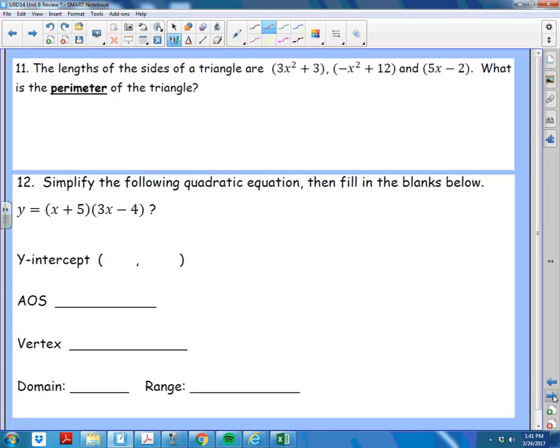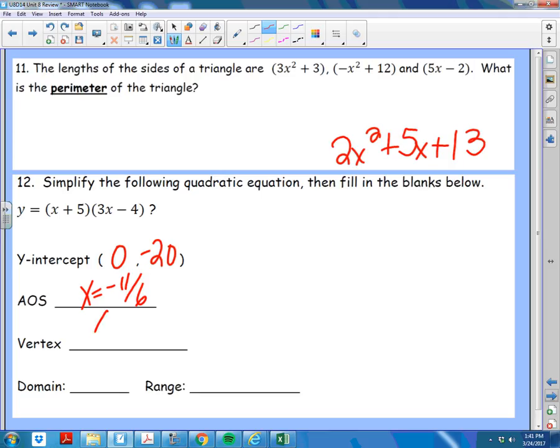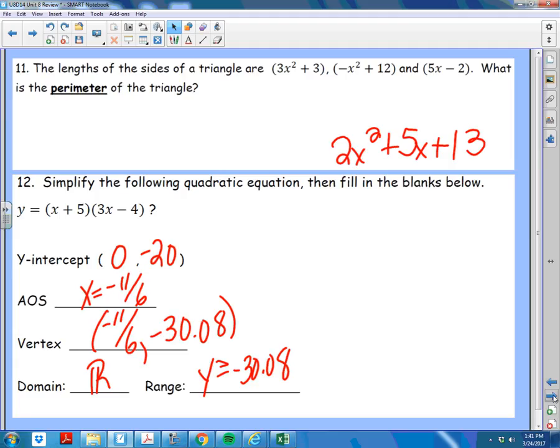Number 11. 2x squared plus 5x plus 13. Make sure, by the way, you're careful about perimeter versus area. Okay? Number 12 is 0, negative 20. The axis of symmetry is x equals negative 11/6. Hunter, all I got to do is call somebody. You sure? Okay. Domain is all real numbers, and the range are all y values greater than or equal to negative 30.08. I need to see either of those.